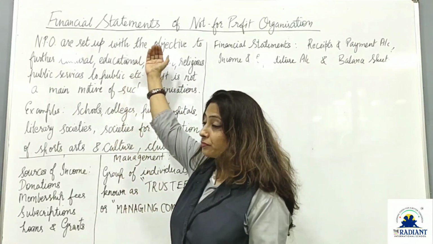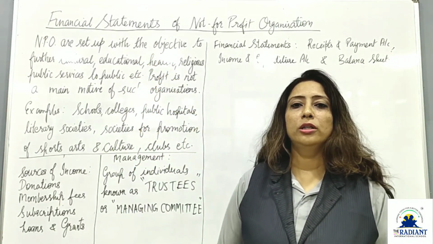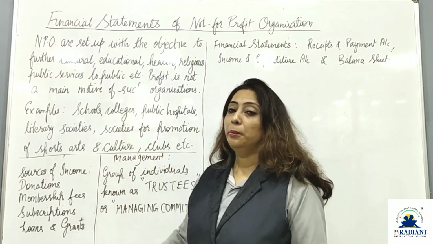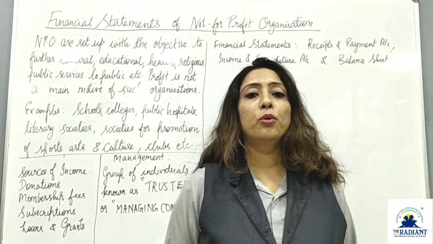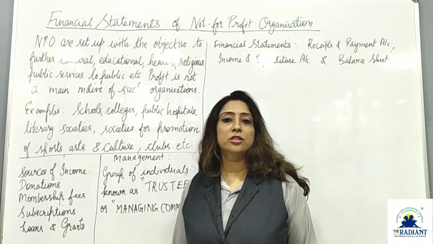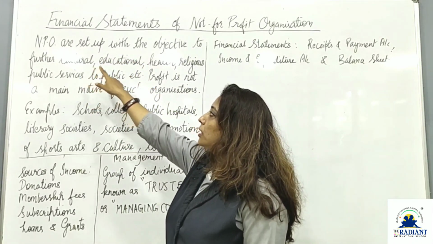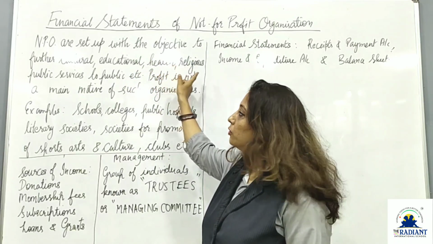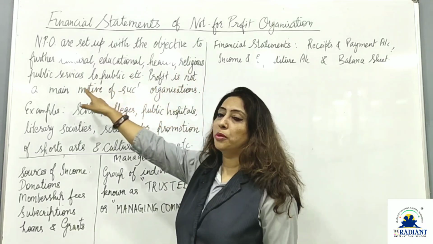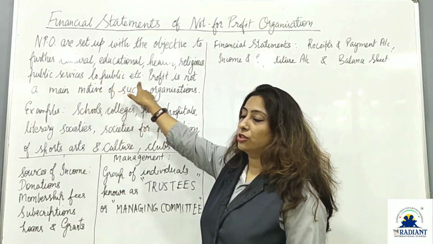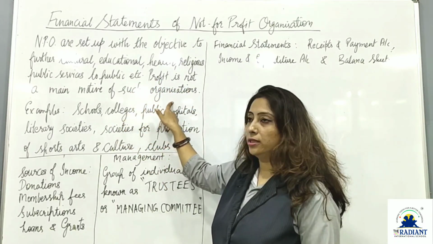I'll explain what NPOs are, what non-profit organizations are. In short, we call them NPOs. The main purpose of NPOs is not to earn profit, but to provide facilities and services to the public. I'll read out and explain. NPOs are set up with the objective to further cultural, educational, health and religious public services. Profit is not the main objective of such organizations.